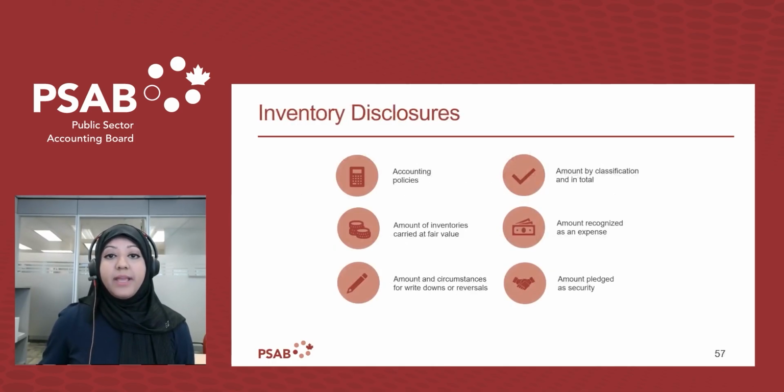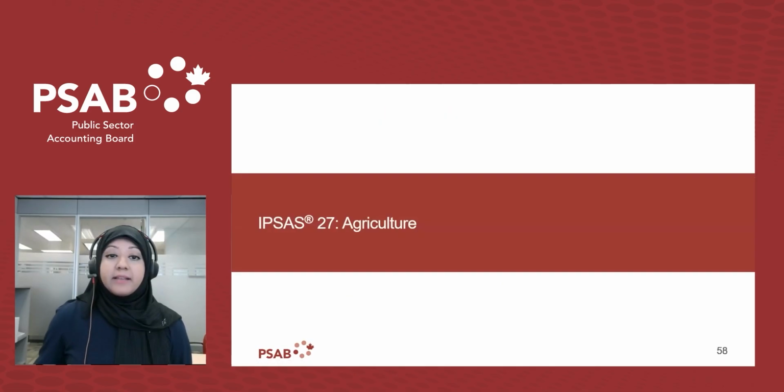Here on this slide, we have some of the inventory disclosure requirements, which include the accounting policies adopted in measuring inventories, including the cost formula used, the total carrying amount of inventories, and the carrying amount in classifications appropriate to the entity, the carrying amount of inventories carried at fair value less cost to sell, and the amount of inventories recognized as expense during the period. And that takes us to the end of this session. Next, we will review IPSAS 27.